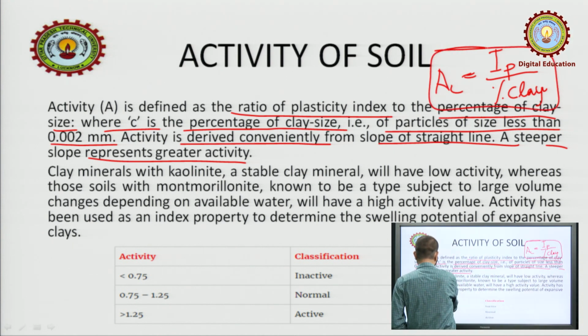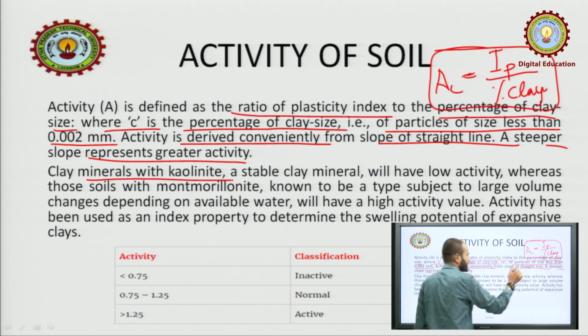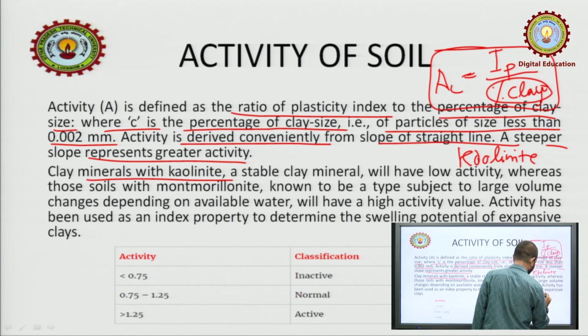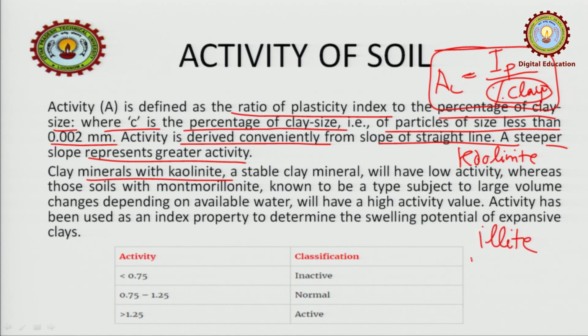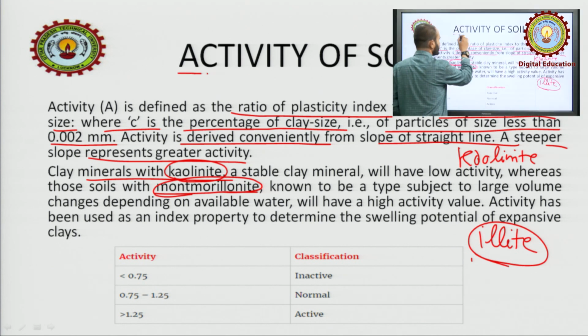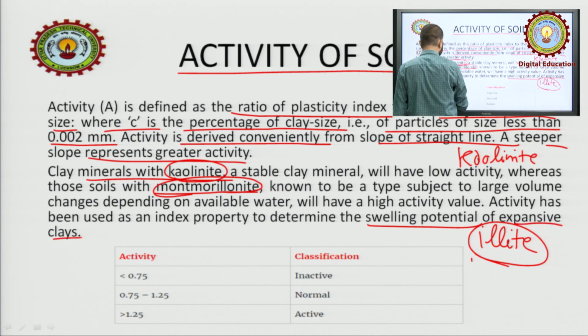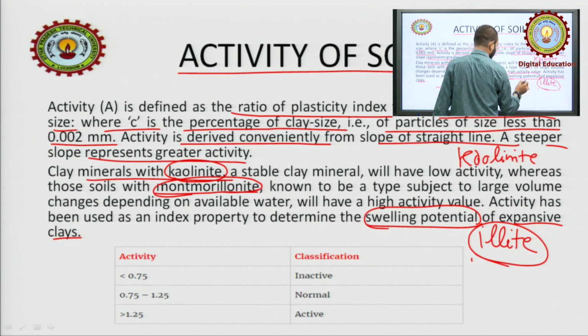The second thing is the clay mineral, which mineral this clay is made up of. Either it is kaolinite, or it may be illite, or it may be montmorillonite. Only these three are the main particles which cause the soil to expand or give the clay or expansive property. This is what we measure by this activity. We actually check how much swelling potential the expansive soil has.